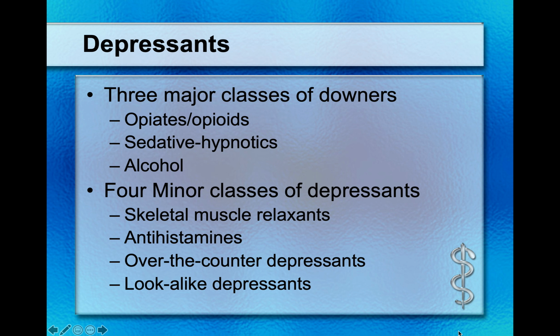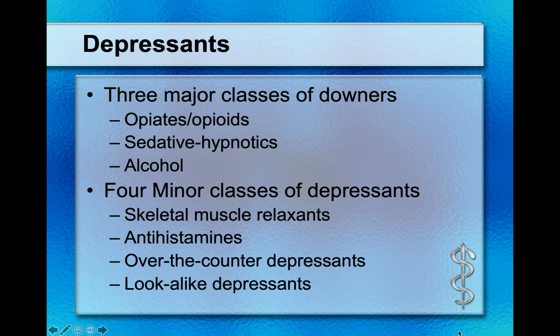The three major classes of downers are opiates and opioids, and we're going to explain that in just a second. Opiates, of course, come from the opium poppy, and opioids are synthetics. Opiates are not that simple a chemical, and not that easy to make either, but fairly easy to manufacture. Then sedative hypnotics, and then alcohol is also a downer.